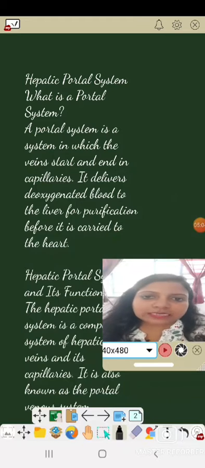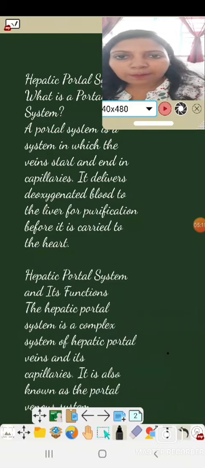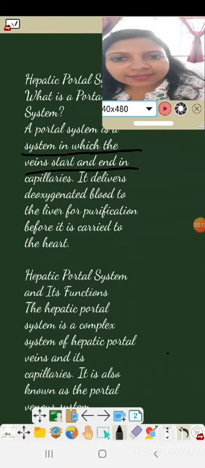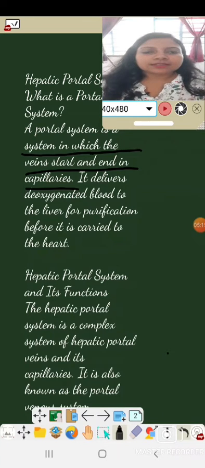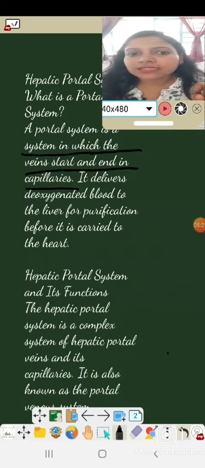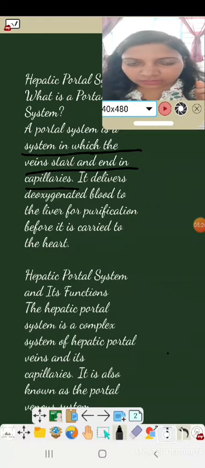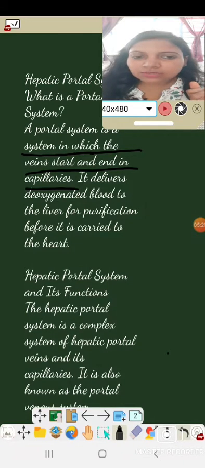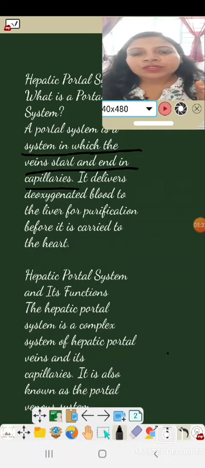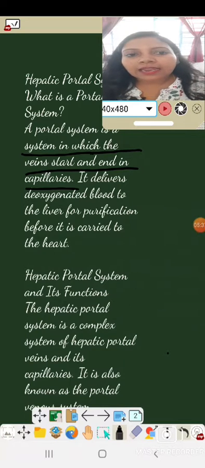So here a portal system is a system in which the vein starts and ends in capillaries. Normally veins end with the capillaries, but in this case only the hepatic portal vein, that is the portal system, plays the main role. Here the veins start with the capillaries in the stomach and intestines, and then they reunite as the hepatic portal vein, which then breaks again into capillaries in the liver.